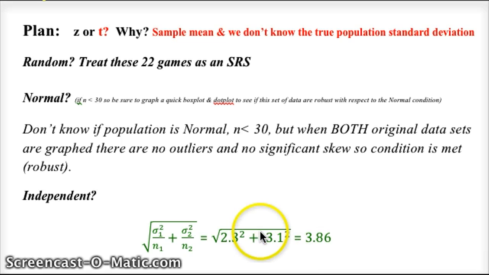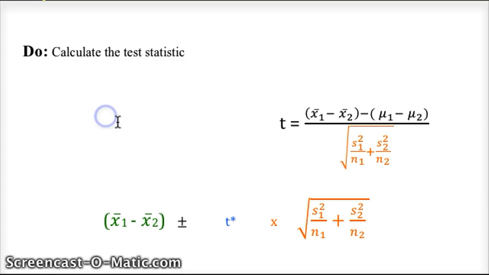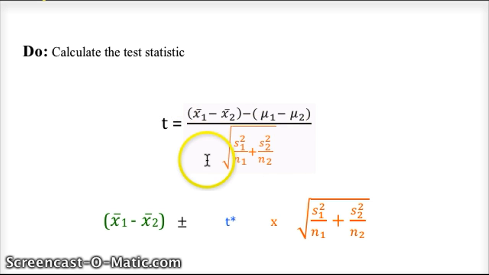And here is the standard deviation of the difference. Remember, more variables, more variance. Although we're subtracting the two, variances add. So calculate the test statistic. We're going to have our t statistic, because we don't know the true population standard deviation and it's a sample mean. It's going to be calculated like this, and we're going to use that to test.